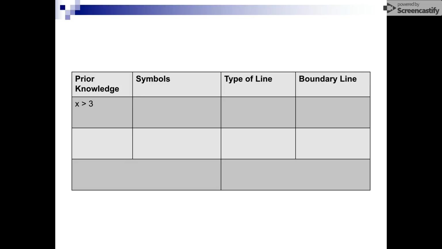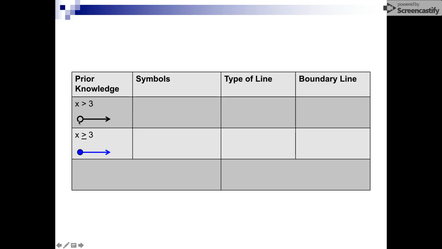Let's start with some prior knowledge. We have already graphed one variable inequalities. So when you saw x is greater than 3, the way that we graphed it is you had an open circle and an arrow heading to the right in this situation. You could also have seen x is greater than or equal to 3, in which case the greater than or equal to is a little bit different from the greater than, and the graph looks a little bit different as well. Instead of an open circle, we had a colored in circle.